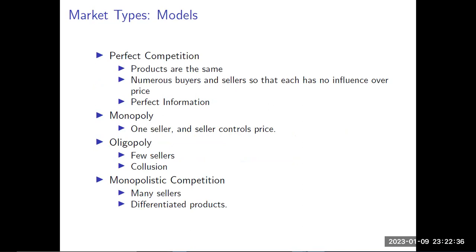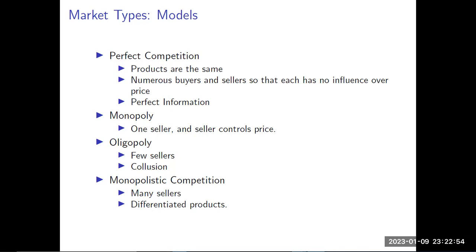All right. So when you look at markets, according to their structure, we can define markets in different ways. One extreme example of a market is perfect competition. The perfectly competitive markets are such markets where the products are the same, as we were talking about.